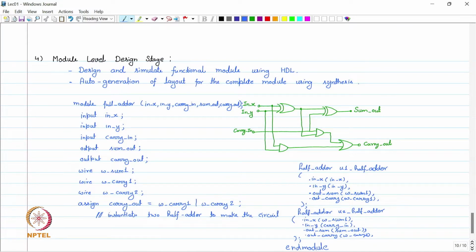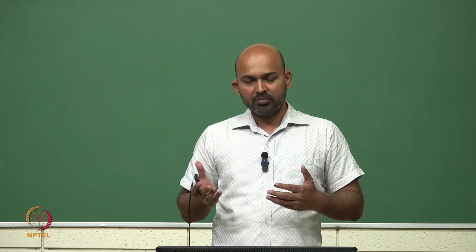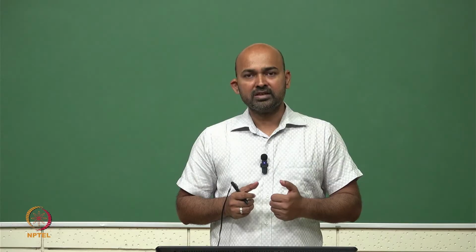u1_half_adder and then u2_half_adder. So these are two instances of the same module which is half adder, specified here. So this is one half adder and this is the other half adder. These two half adders are then joined together using these wire statements in this way, so that it produces a sum output and carry output, which is a complete full adder circuit. So this is how we make a complete module. Even though this is a very simple example, we can make a very big module by using Verilog HDL.